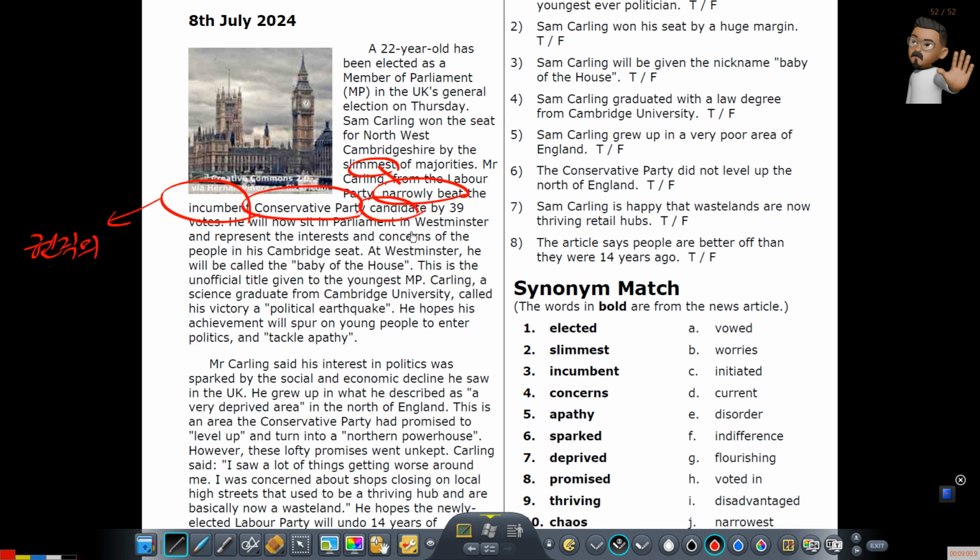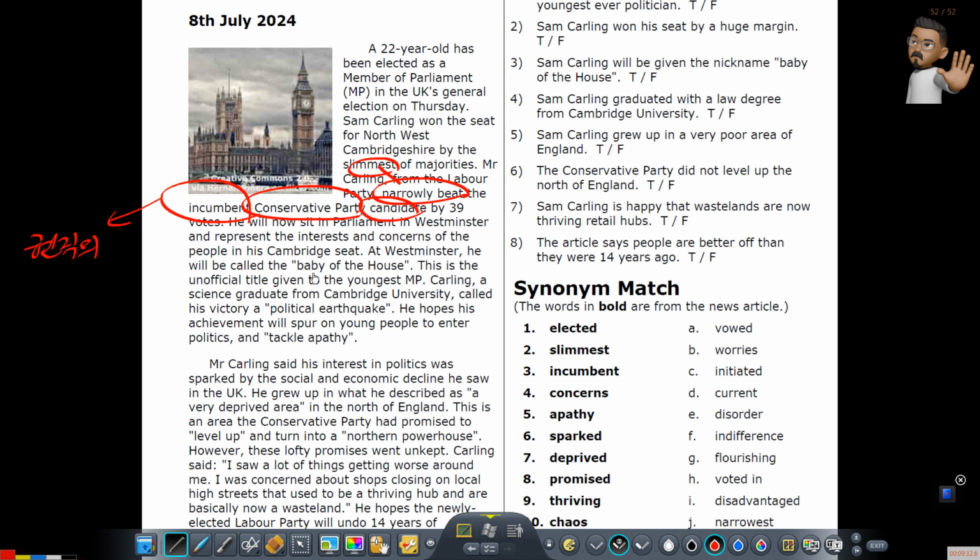Candidate, 후보자. By 39 votes. Oh, that's really close, right? Yes. You can say he couldn't have been elected. What does that mean? He couldn't have been elected. That's right. That's 가정법. So he couldn't have been elected because the gap of the vote is too close, too narrow, too shallow, too slim.